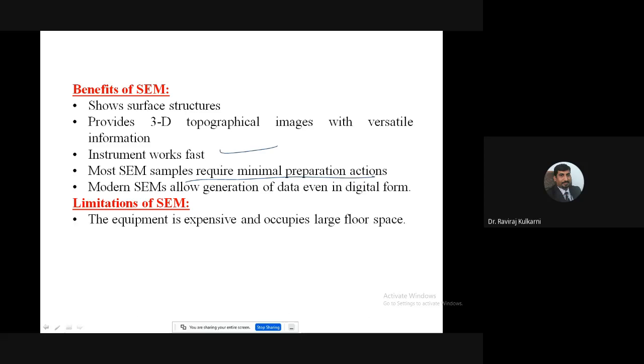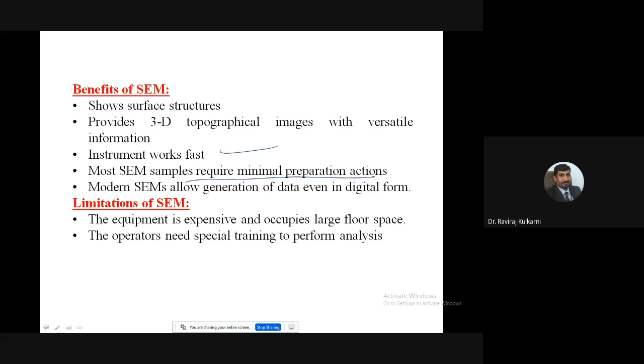Limitations: the equipment is very expensive and occupies large floor space. You require a big hall or big room for this. Nowadays portable ones are also there, but still you require very high vacuum pumps and all, so you would need at least 10 by 20 space.